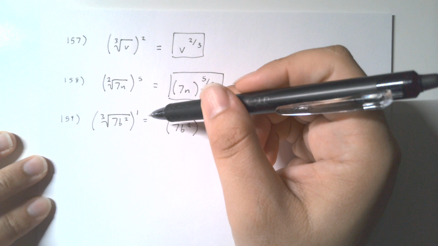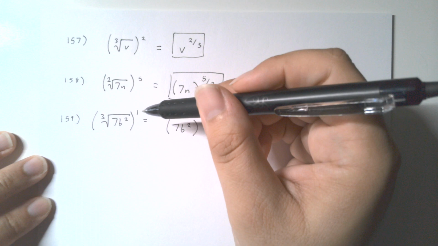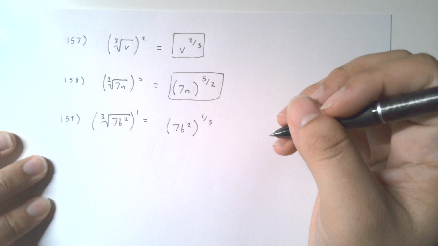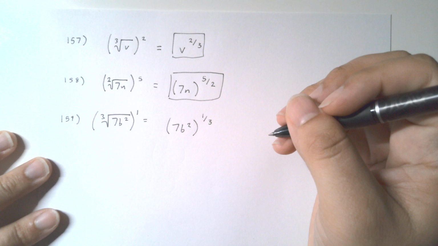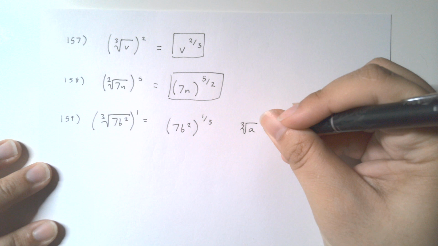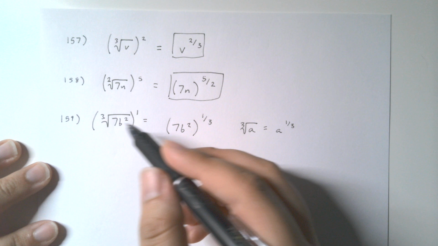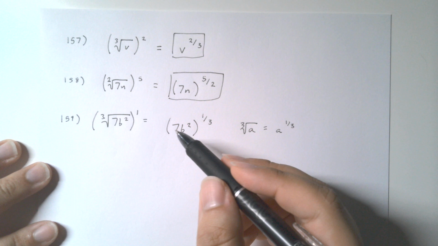Now it's more obvious which numbers we have to work with. The exponent is the numerator of our fraction, and the index is our denominator. So this is 7b squared to the power of 1 over 3. Or we can remember this property that the cube root of anything is equal to itself to the 1/3 power. So the cube root of 7b squared is just 7b squared to the 1/3 power, by definition of the cube root.